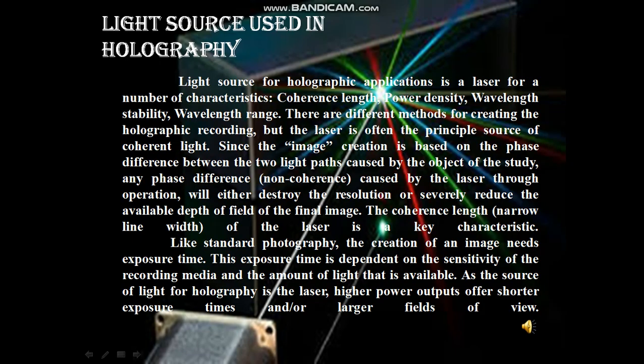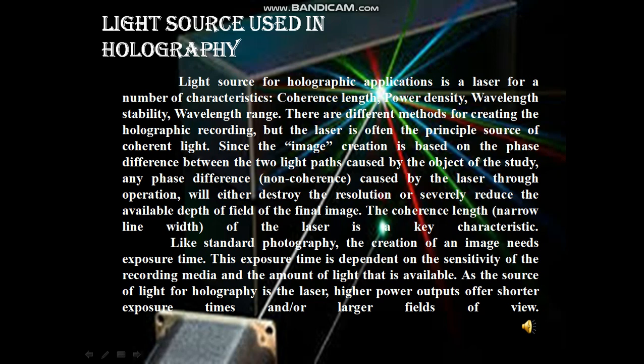The light source for holographic applications is a laser for a number of characteristics: coherence length, power density, wavelength stability, wavelength range. There are different methods for creating the holographic recording, but the laser is often the principal source of coherent light. Since the image creation is based on the phase difference between the two light paths caused by the object of the study, any phase difference, non-coherence, caused by the laser through operation, will either destroy the resolution or severely reduce the available depth of field of the final image.